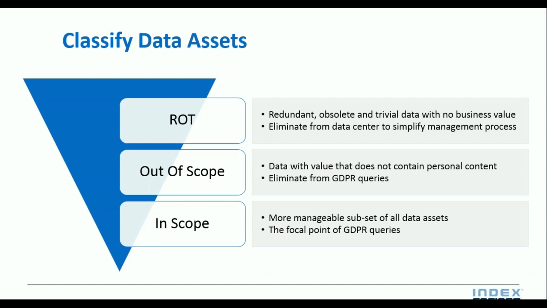And then the third bucket is in-scope data. This is what we're talking about as we dig into the content of data, when we start searching for personal and sensitive information. And as you can see from the premise of the funnel here, it's now a much more manageable size, and it's going to be the focal point as we move forward through the process.